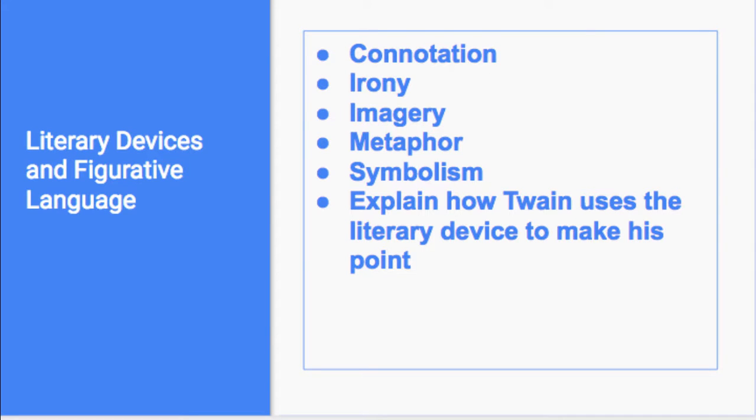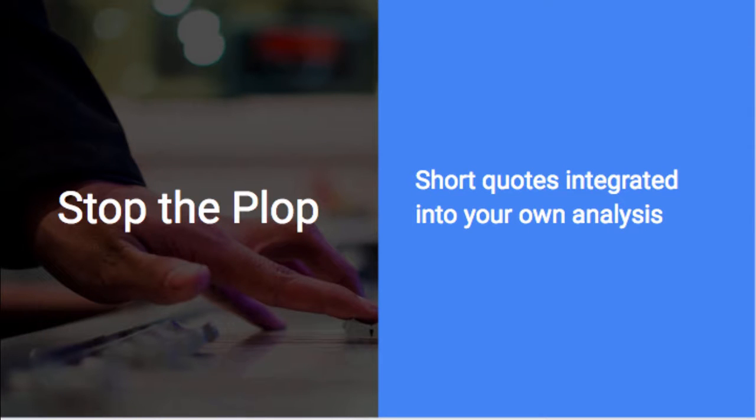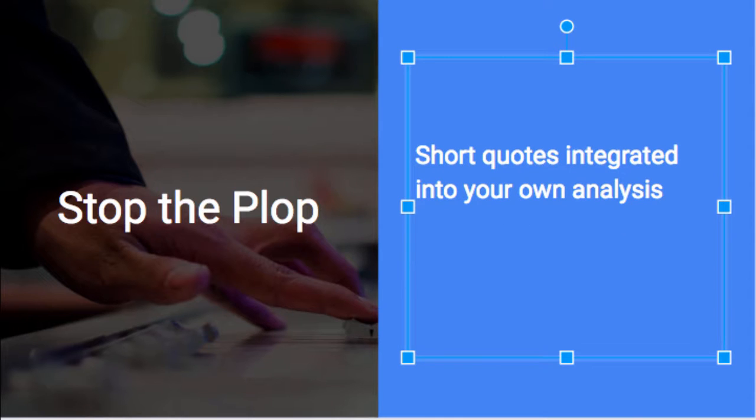So the literary devices, and making sure we're explicitly identifying them, but also explaining and interpreting them, key point. I want to encourage you to stop the plop. A lot of you are taking very large quotes from Twain or Greenblatt and throwing them into your paper. And when you do that, I think it's really important to ask yourself, do I really need all of this? Am I really going to comment on all of this? And 9 out of 10 times, the answer is no.